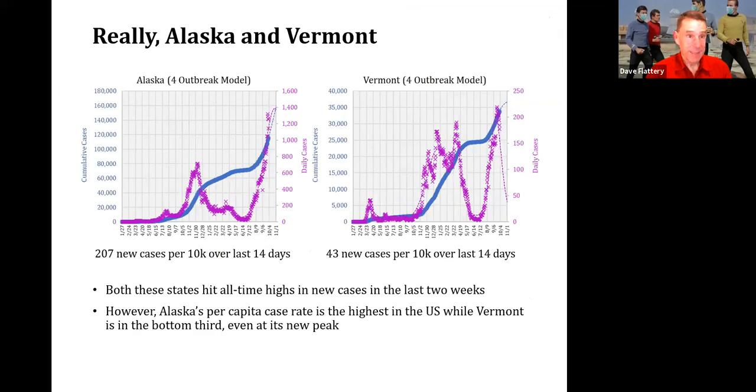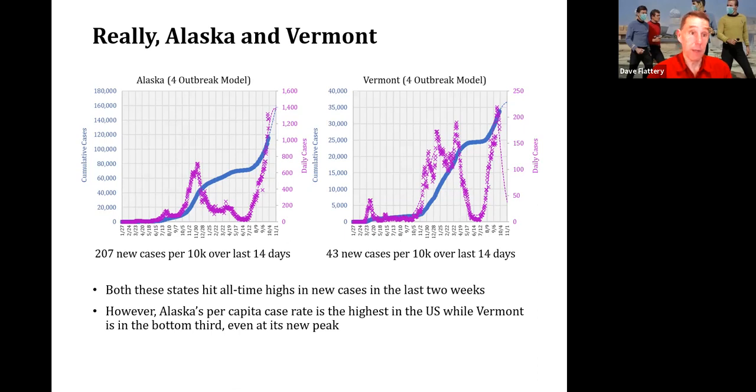And I asked myself, really? Vermont? I mean, Vermont's been at the highest vaccination rates and low case rates, and they're always at the bottom of all my sorted lists of things about COVID, and they hit a new peak. But these 2 peaks are really quite different. Alaska is having, as you saw in the previous table 2 slides ago, 207 new cases per 10,000 over the last 14 days. Vermont has had 43 new cases per 10,000 over the last 14 days. So yes, they both hit all-time highs. The difference is Alaska's per capita case rate is the highest, so they're having a very significant and difficult to handle outbreak in Alaska right now.